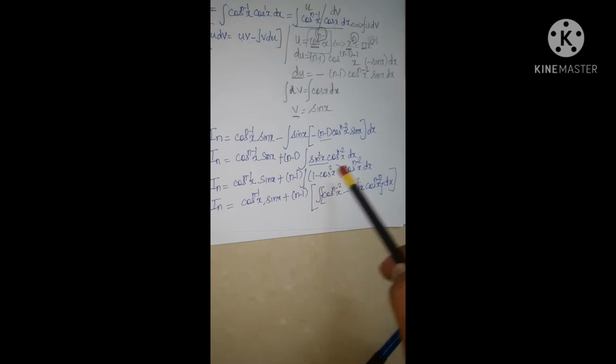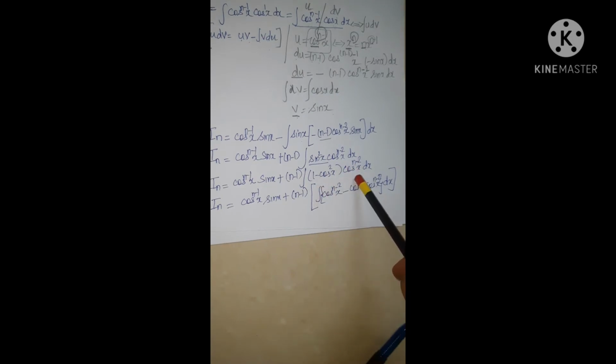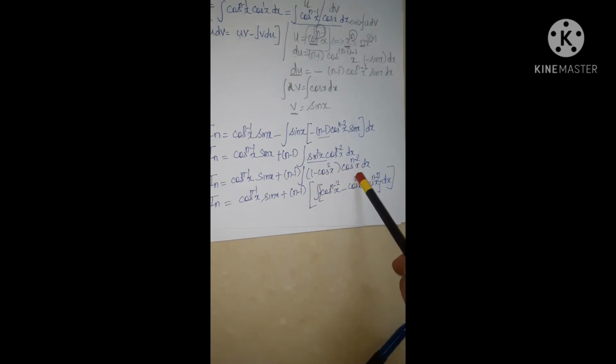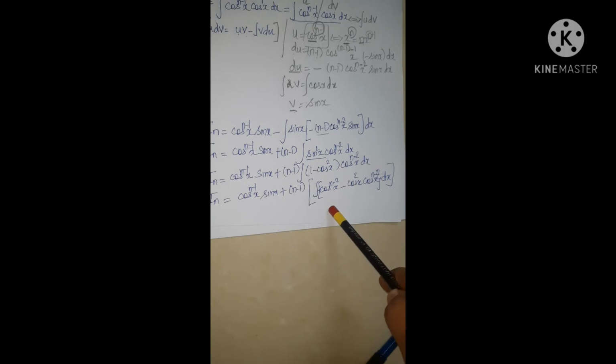So what we have done? We simply opened the bracket, 1 minus cos^2 x multiplied by cos^(n-2). 1 into cos^(n-2) is cos^(n-2)x, and cos^2 into cos^(n-2) is cos^2 x into cos^(n-2)x. Everything is outside the derivative function dx. So this is what we have inside the integral.